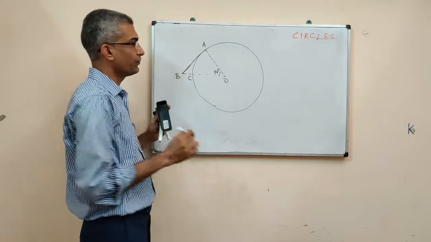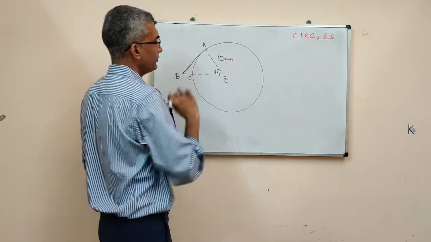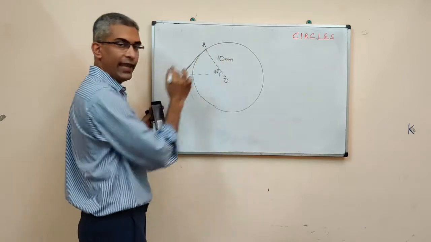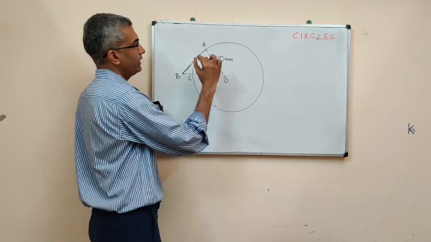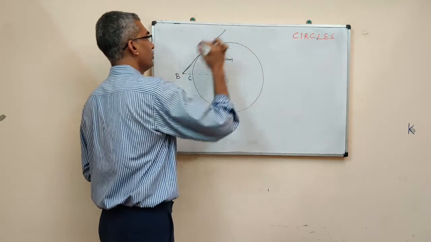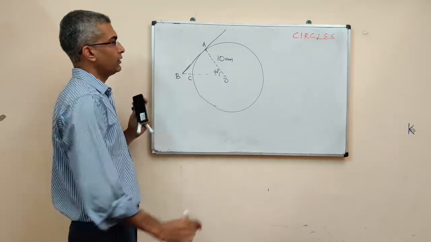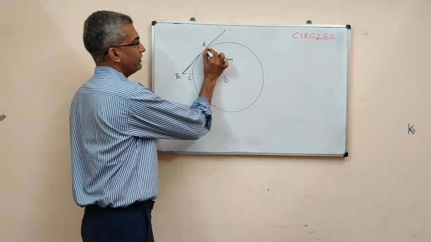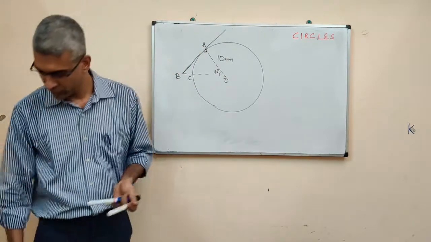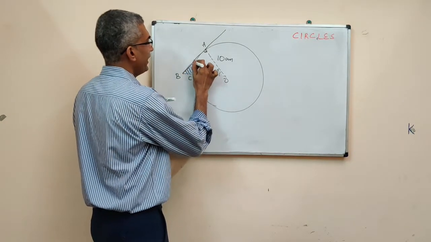Look at this figure. I have a circle of radius 10 centimeters. It is given that this angle BOA is 45 degrees. BA is tangent to this circle from the point B. That means this angle is 90 degrees.